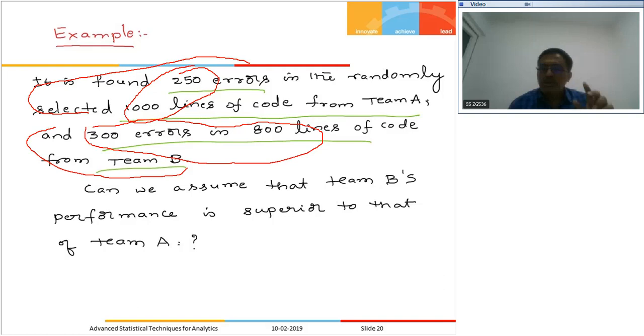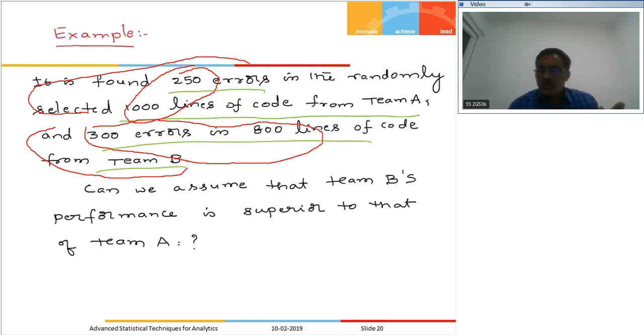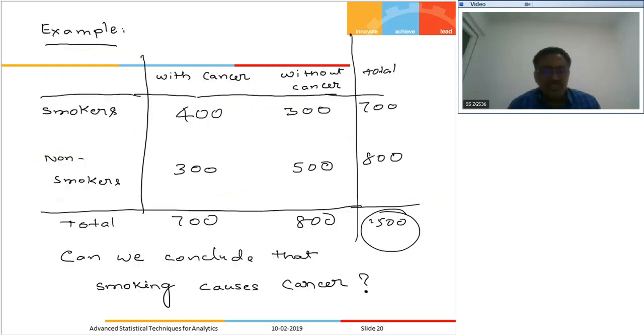So what is the difference between the previous one and this one? The previous one is related to one population, one sample and one proportion. Here, two populations come, we want to compare the two populations, so we have two samples, and in the two samples the measure that we are using is nothing but proportion. That means it is called a two proportions problem.